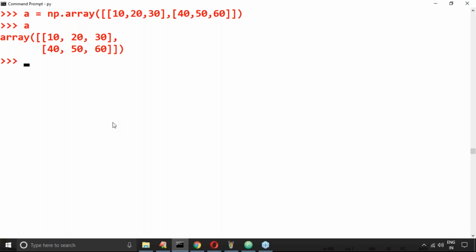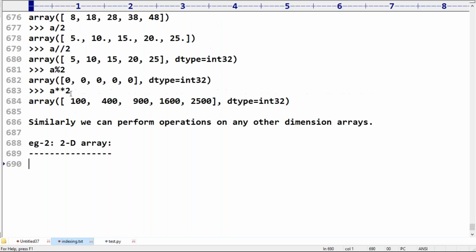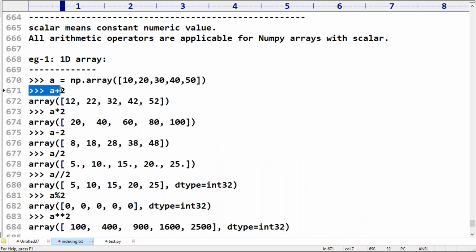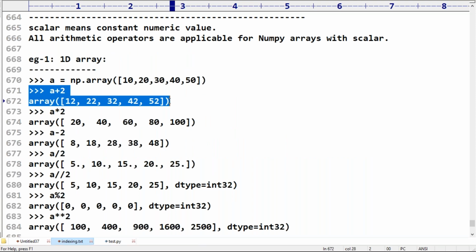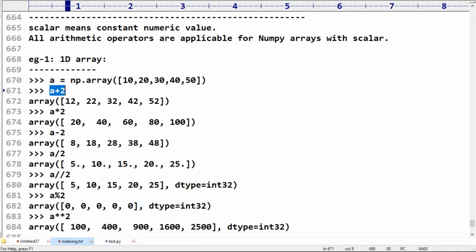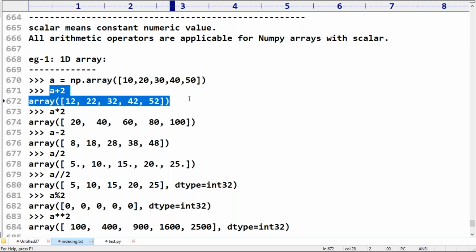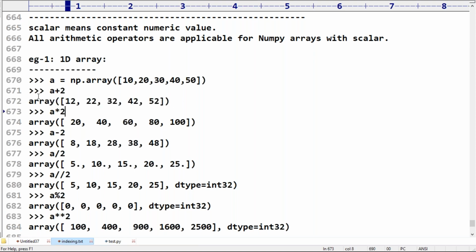Yes. Now, the actual values of the array are not changing. Why? After performing these operations, you are creating a new array, and that new array is the result. I'm not performing assignment on the original array. If I write A is equal to A plus 2, then it performs A plus 2 and assigns it to A. All these are new array objects; the existing array is not modified.